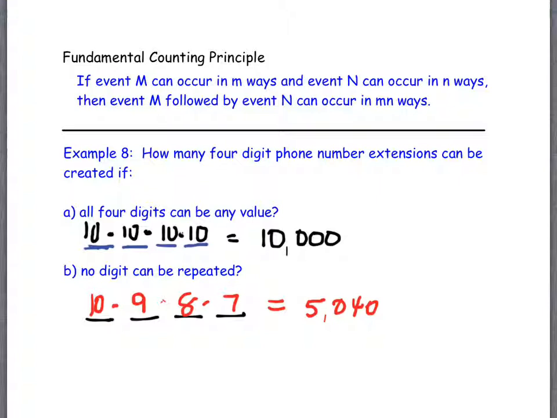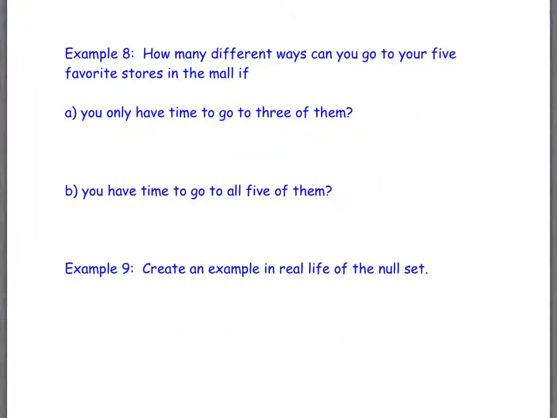Okay? All right, last slide. Same idea. We're going to go to the mall, though, and we have 5 favorite stores in the mall, but we only have time to go to 3 of them. All right? So we have 3 stores that we're going to go to. How many choices do I have for the first one? 5. How many choices do I have for my second one? Is it going to be 5 or is it going to be 4? Why is it 4?